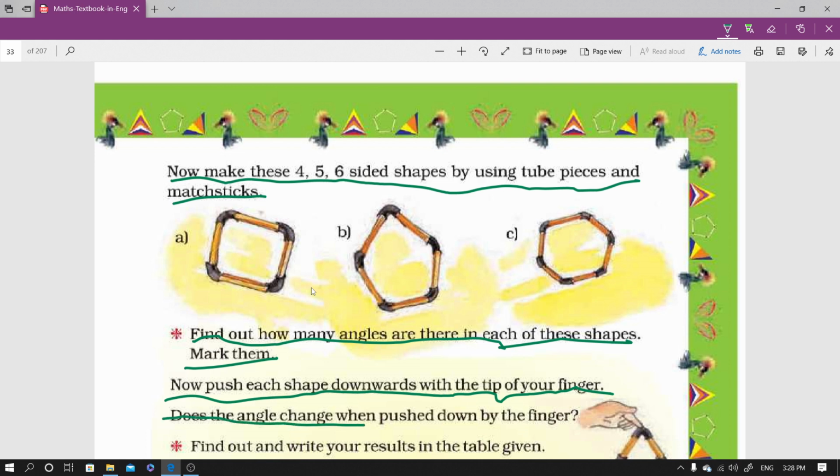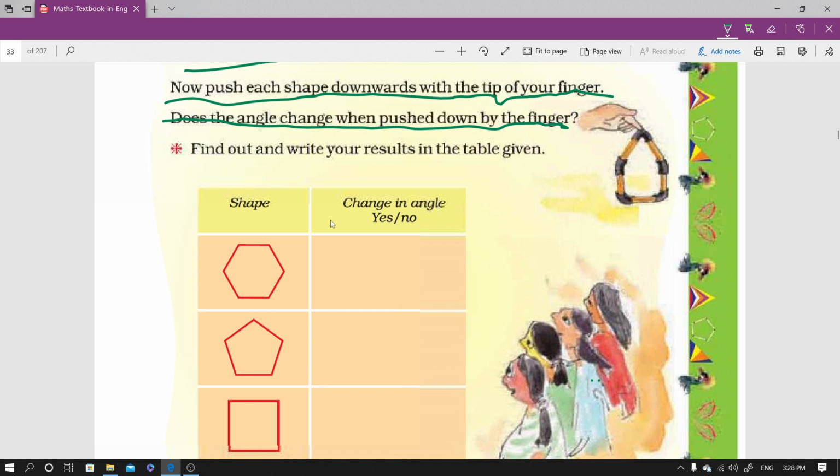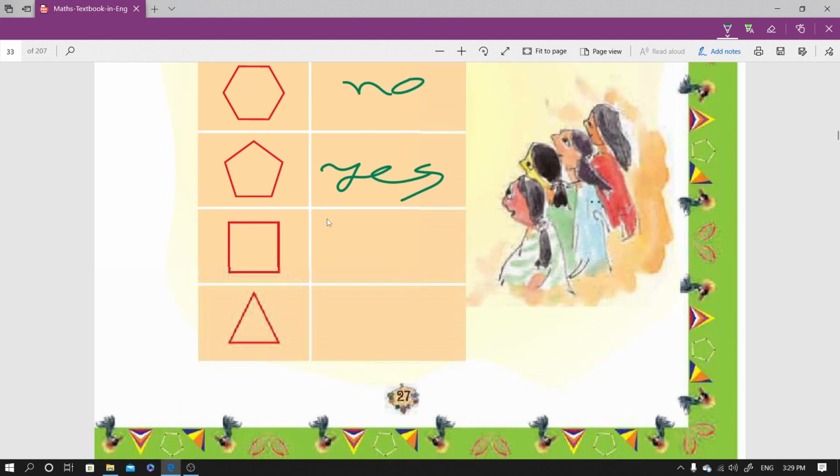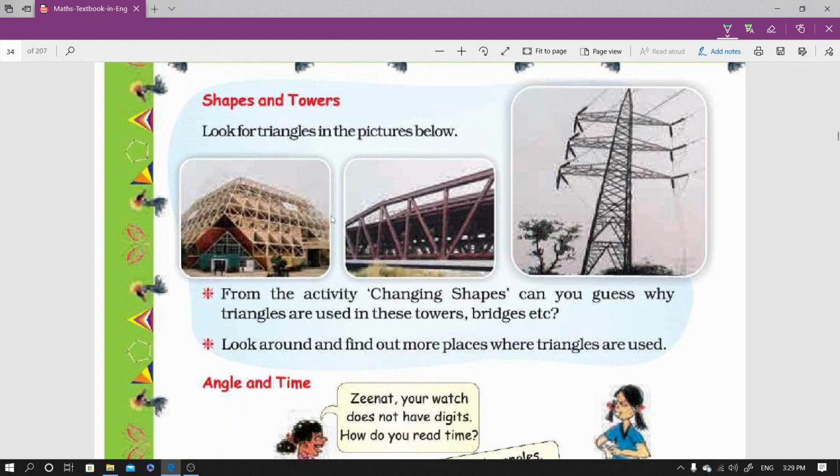Does the angle change when pushed down by the left finger? Find out and write your result in the table given. Change an angle. No. Yes. Yes. No.